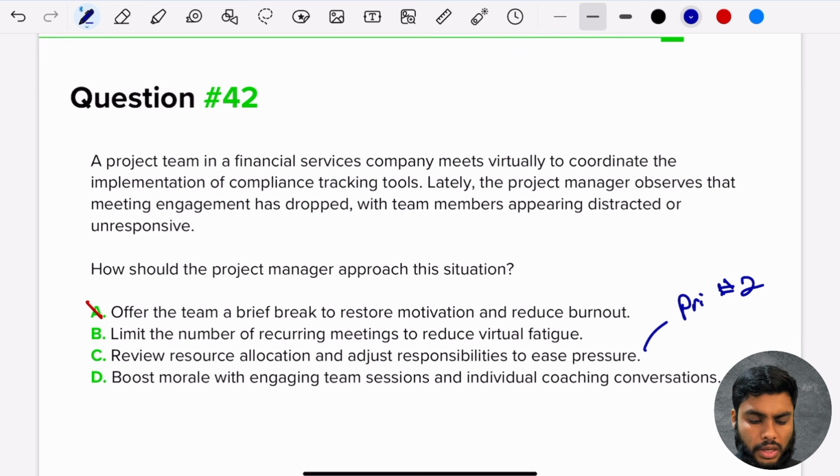Boost morale with engaging team sessions. And again, that sounds like a beautiful solution, right? Free yoga sessions. You guys get that in your workplace? When the team is really stressed out? Guys, free yoga sessions.